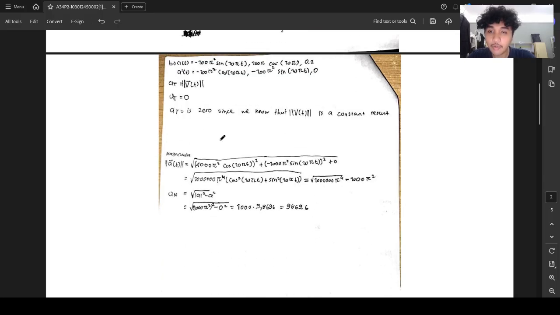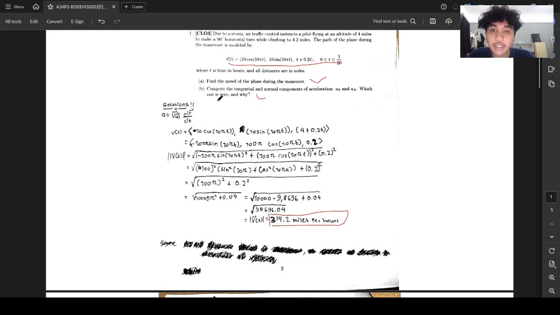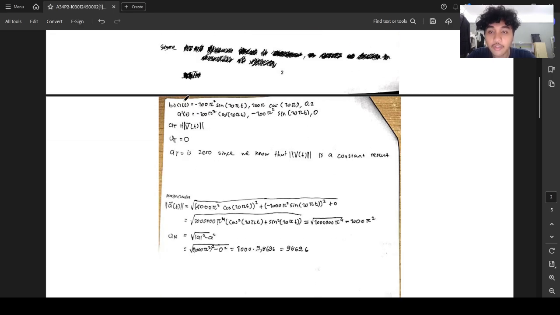So here we're going to continue to section B, where we compute the tangential and the normal components of the acceleration. So the acceleration we're going to declare as a(t). We know that acceleration is the derivative of the velocity itself. So here we're going to derive the velocity again, and we got this.